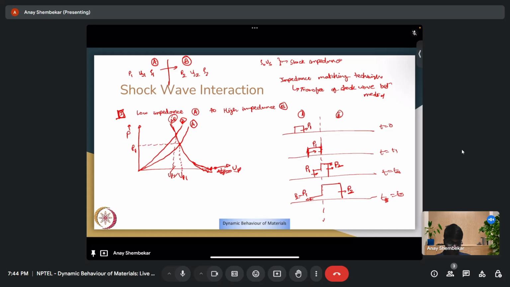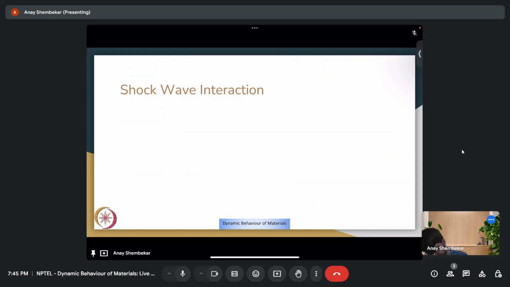The pressure pulse P2 moving along. The pressure pulse now will move ahead with a lower velocity UP2 but a higher overall pressure, higher peak pressure. Second case, high impedance A, low impedance B.